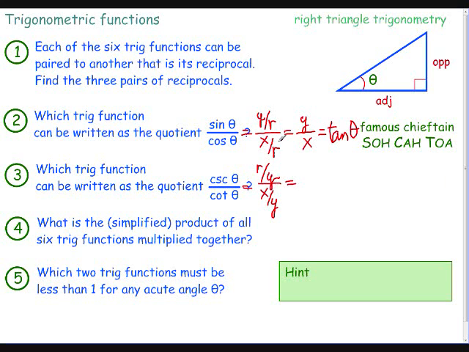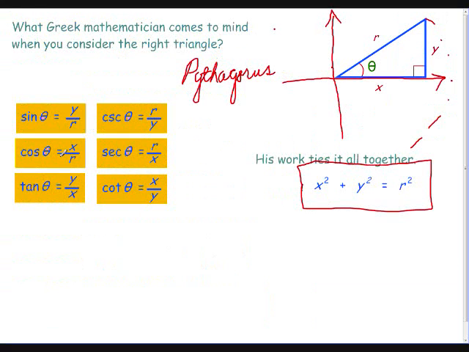So we have a similar situation as we had here, only this time it's y that's common to both the numerator and the denominator. So that will simplify to r over x. If it were x over r, it would be cosine theta, but it's the reciprocal of that, so it must be secant theta. Let's check that out. Secant theta, r over x.